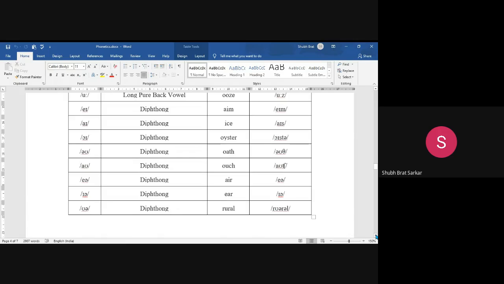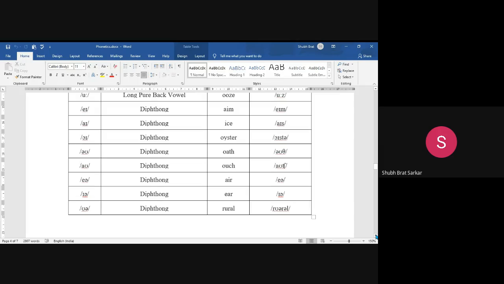There will be a glide of the tongue, a movement of the tongue to produce a diphthong. There is also a possibility of producing triphthongs, where we have the glide of the tongue from one position to another position to another position. But in English RP, we do not have examples of triphthongs, although we do have diphthongs.